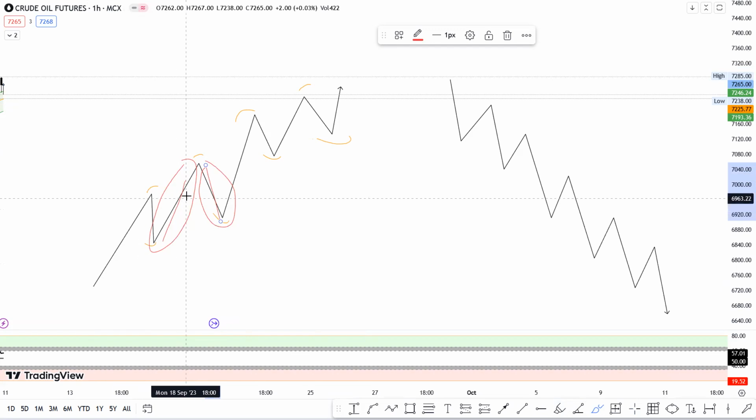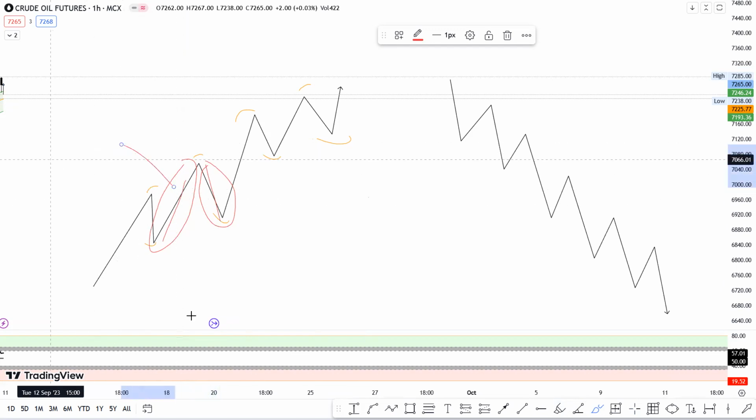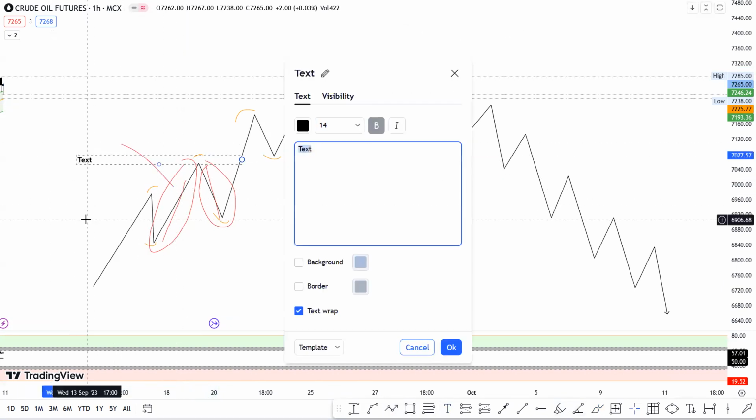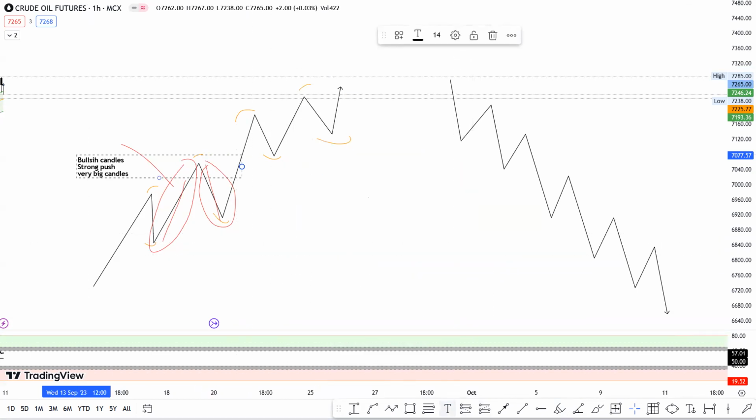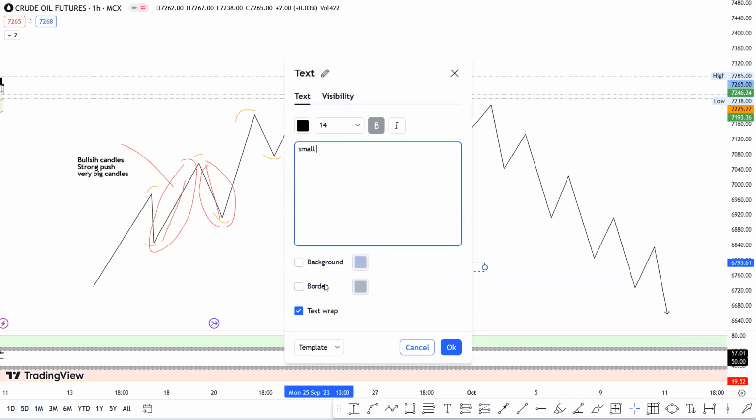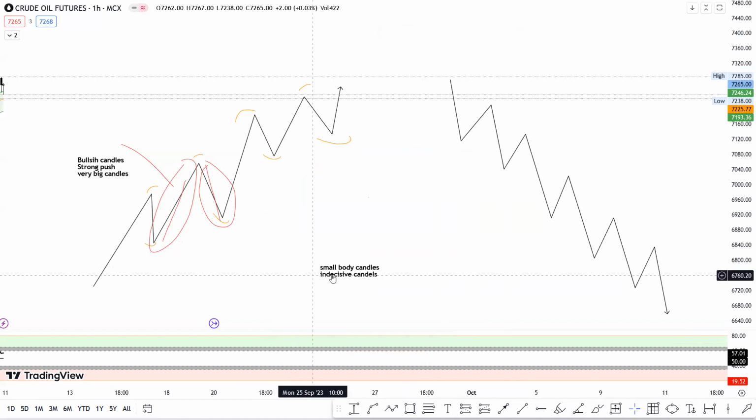What are the various characteristics you'll find? In an impulse move, you'll have very strong bullish candles, a strong push, and very big candles also. These are the characteristics of an impulse move. Whereas for a correction move, you'll have small body candles and indecisive candles.